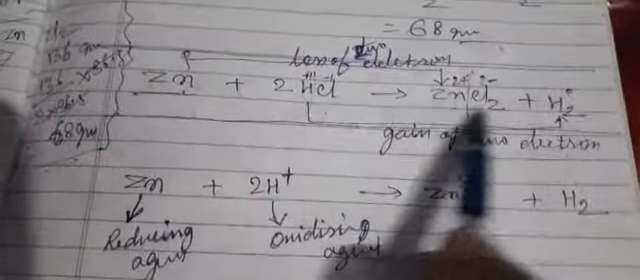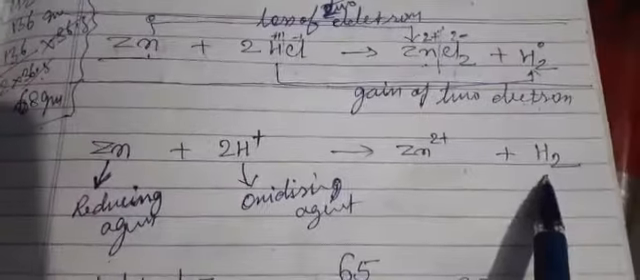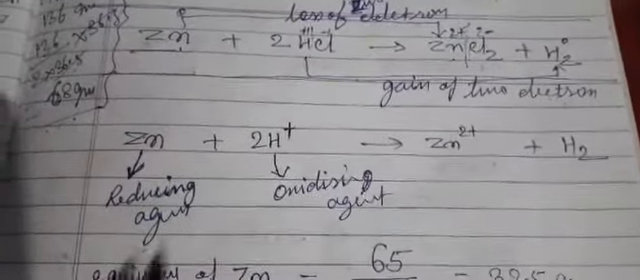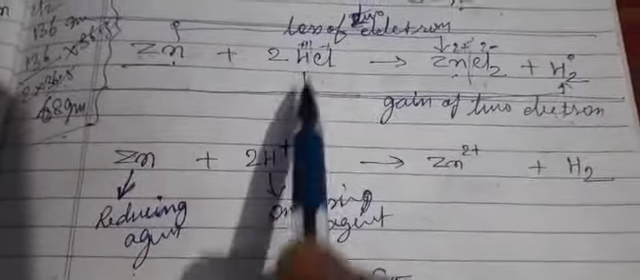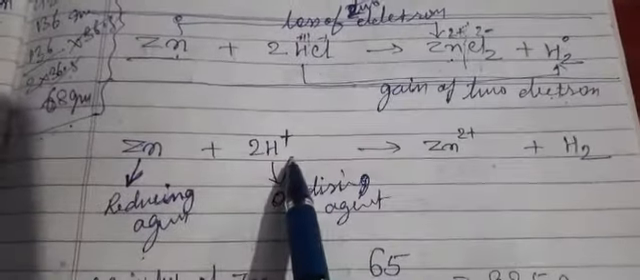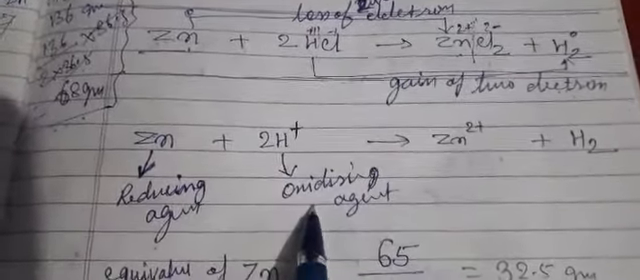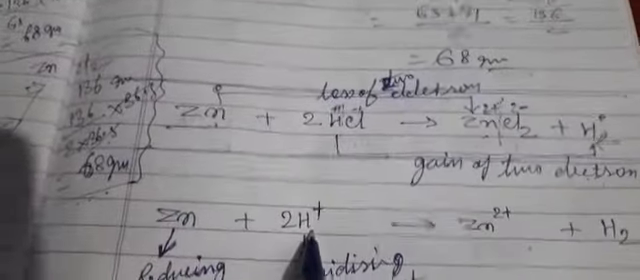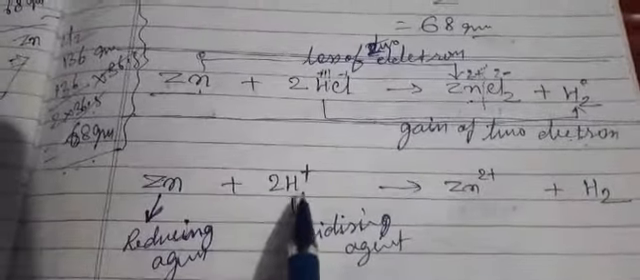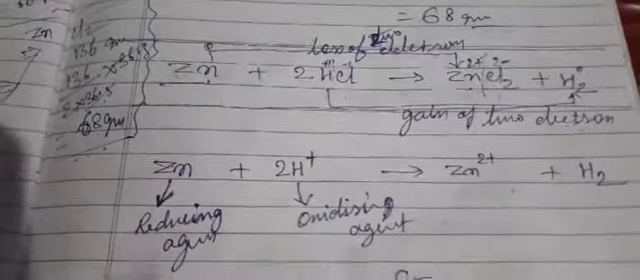This is the molecular equation, and this is called the ionic equation. I have written the ionic equation for better understanding. This HCl is written as H plus. So this is the oxidizing agent because it accepts the electron. It undergoes reduction, so that's why it is the oxidizing agent.